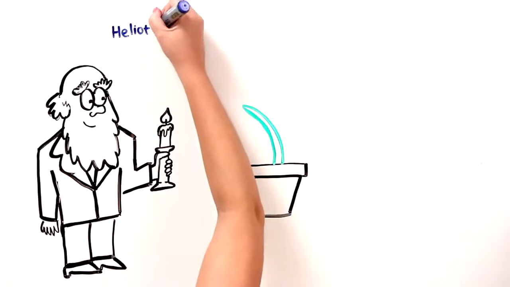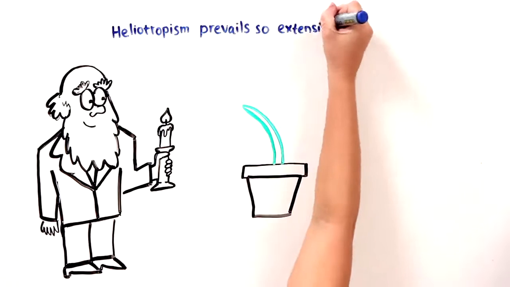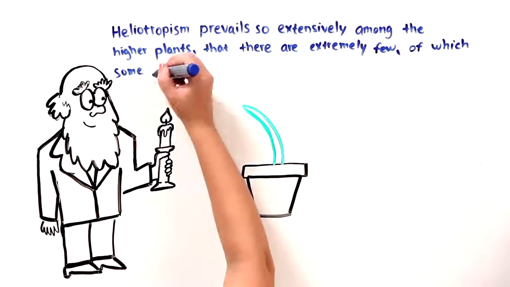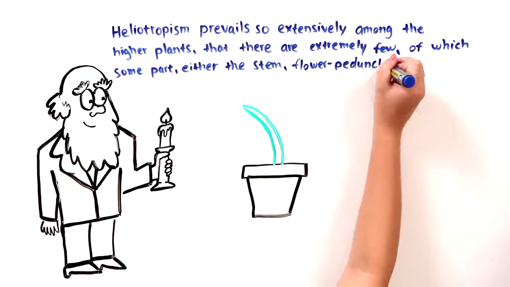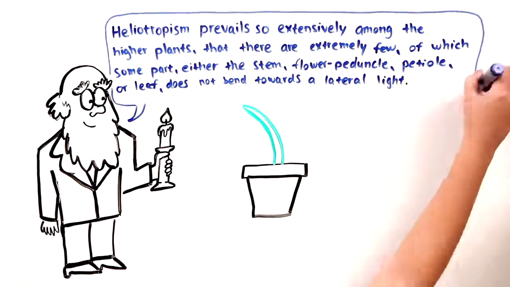Now, Darwin did this experiment on tens of types of plants, and he came to the following conclusion, in his own words. Heliotropism, that's what we call the bending towards the light, prevails so extensively among higher plants that there are extremely few of which some part, either the stem, flower peduncle, petiole, or leaf, does not bend towards a lateral light. Or in more modern English, what Darwin is saying here is that almost every type of plant is sensitive to light and will bend towards the light.